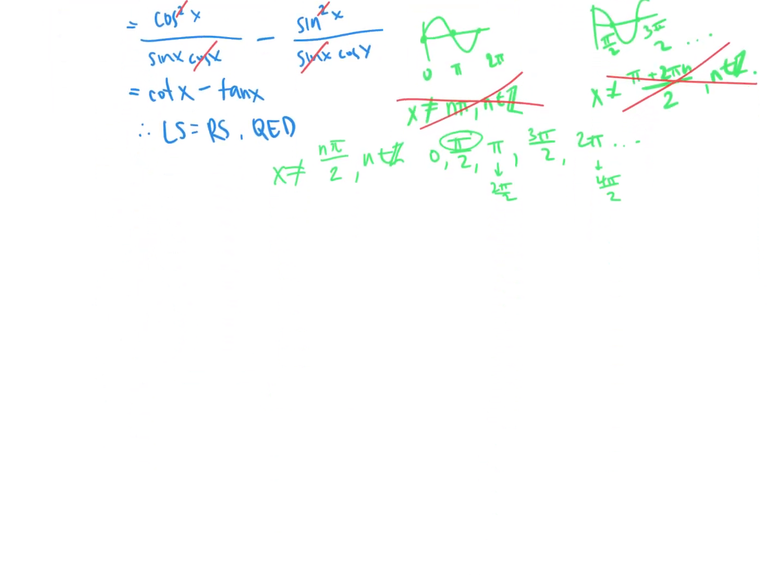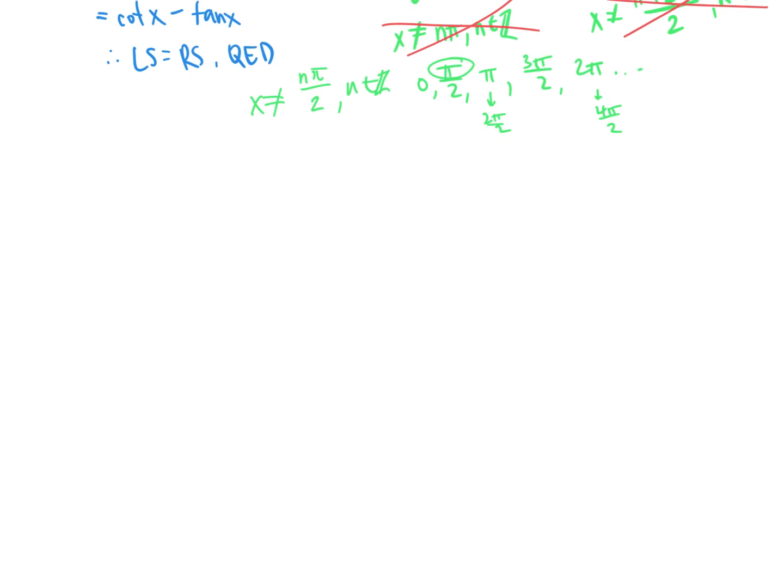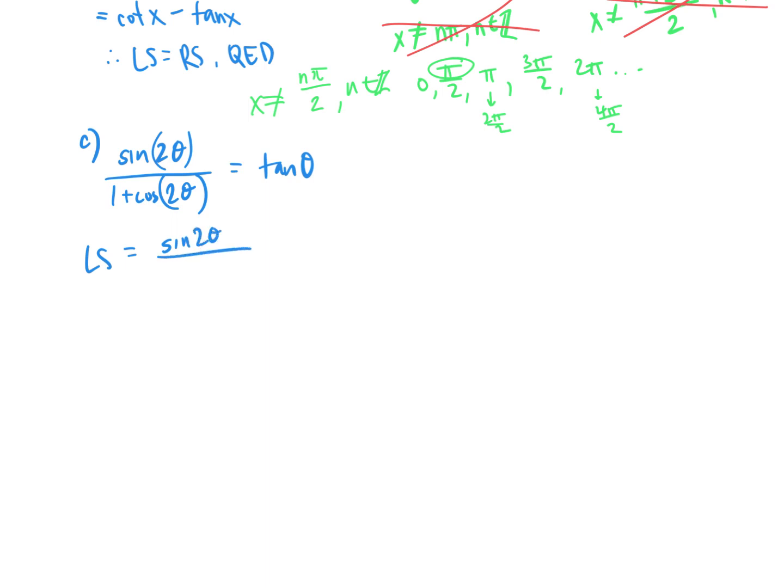All right, let's go to C. For C, it said sine of 2 theta over 1 plus cos of 2 theta equals tan theta. And here, the left side is definitely the more complicated side. So I'm going to start with that.